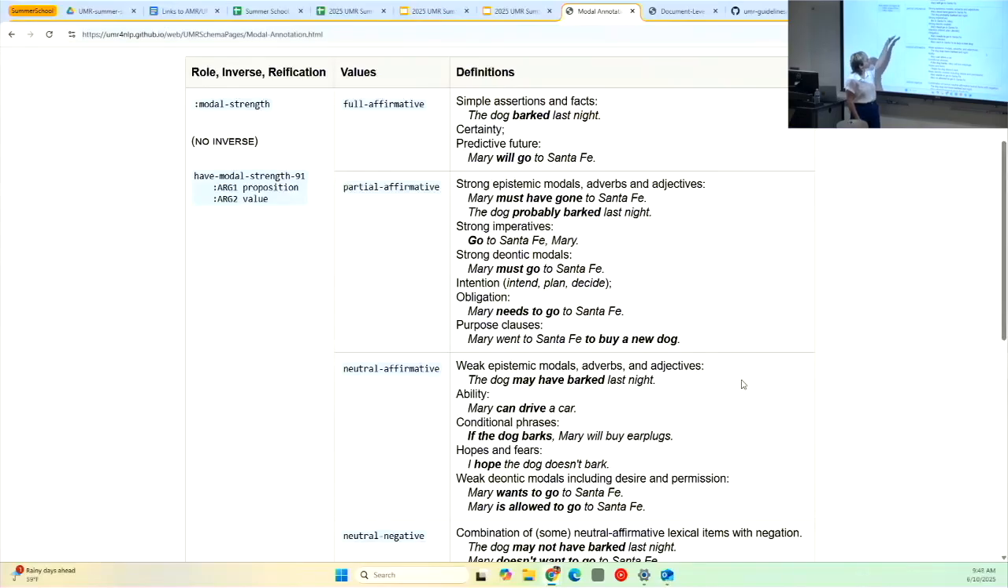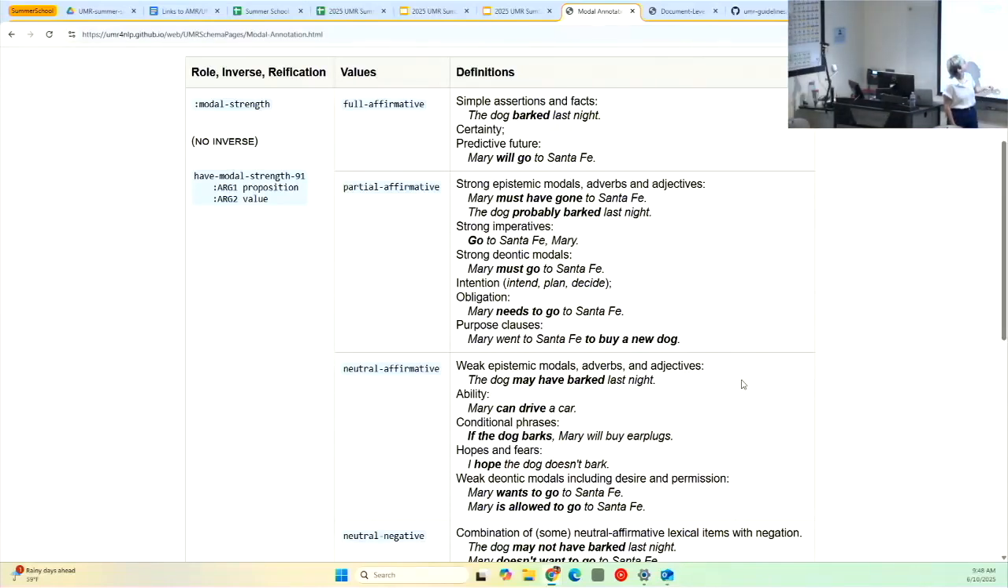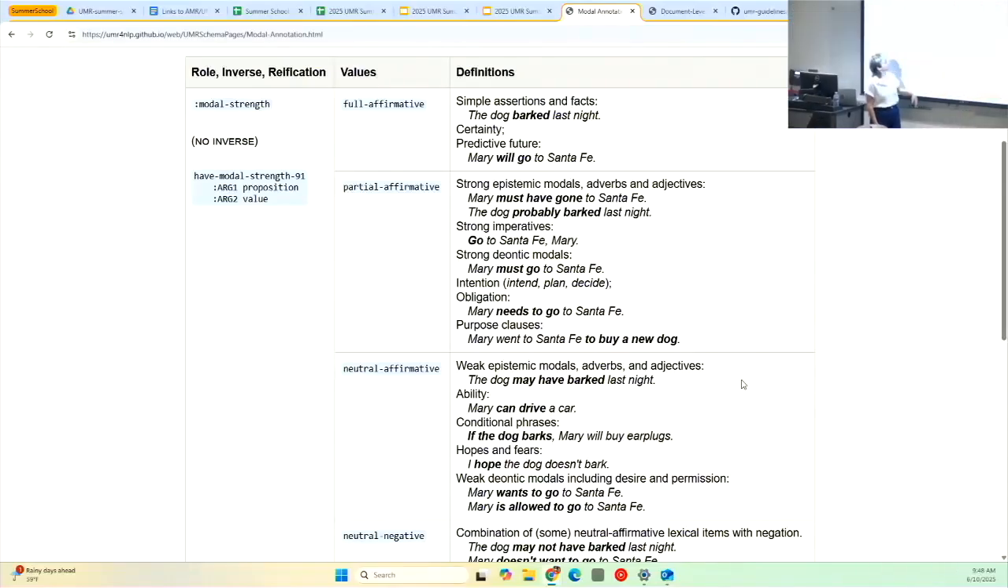Once you get into weaker modality, you start to get into the partial and the neutral. So neutral is going to be anything that is like a possibility, an ability. Conditional phrases all get marked neutral. Hopes and fears. There are special rules for modalizing verbs, which we'll talk about in a second. Partial is going to be like imperatives. Go to Santa Fe. Probability, the dog probably barked last night. And need, like Mary needs to go to Santa Fe.